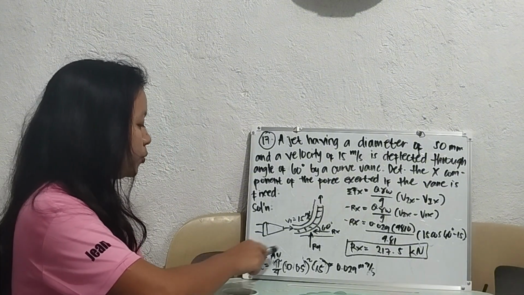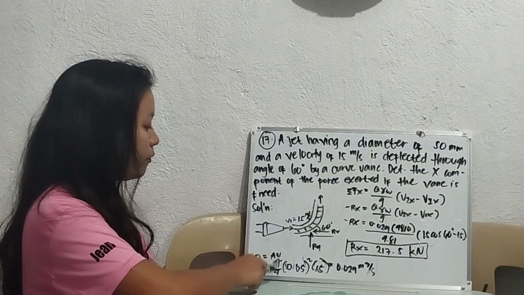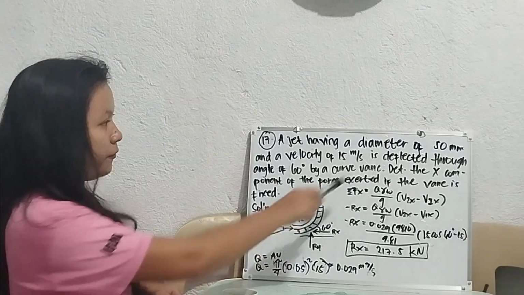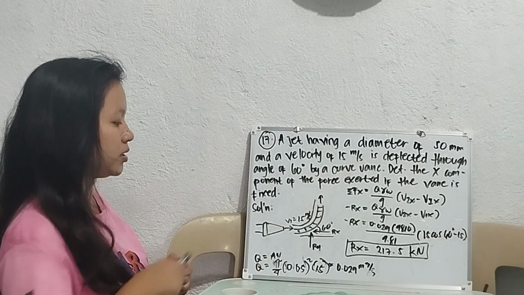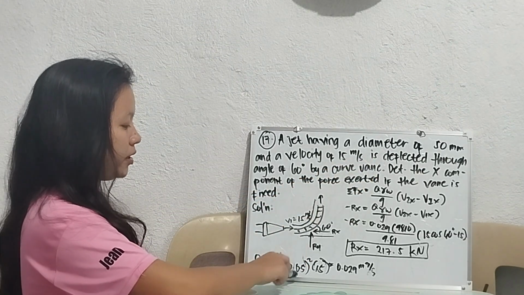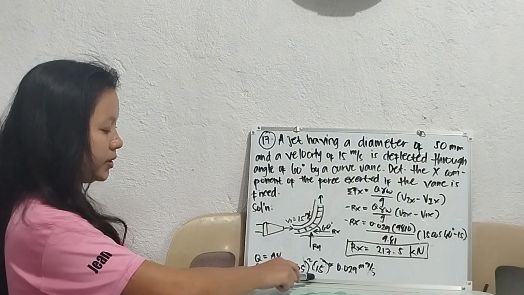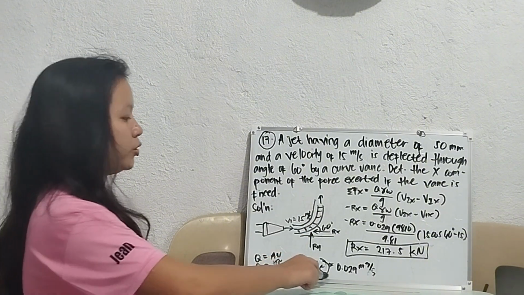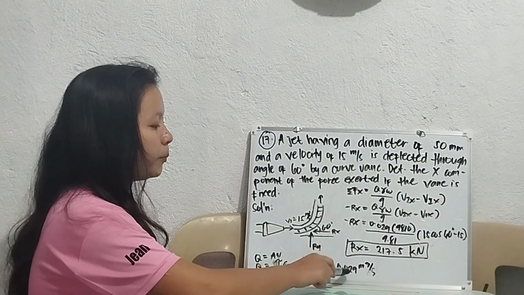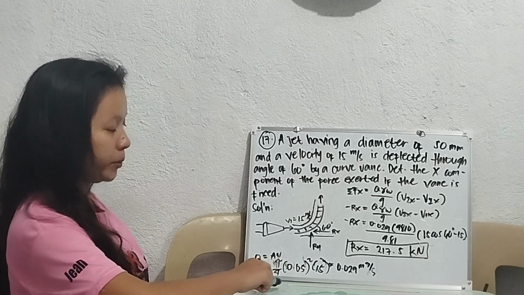First, we need to compute the flow rate. Q is equal to AV equals pi over 4 times D, the 50 mm converted into meters, 0.05 squared, then the velocity of 15 meters per second. To calculate everything, we come up with the answer of 0.029 cubic meter per second.